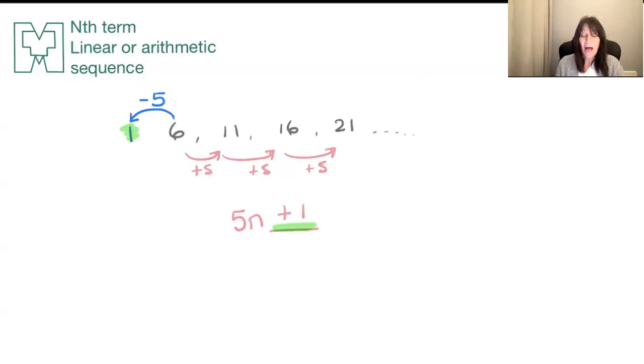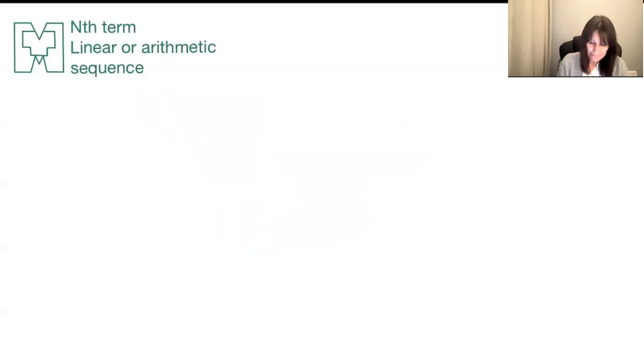Nothing more to it. I'm just going to do a couple more so you can see it working with different gaps. And I'm going to do a decreasing one so that you can see it really isn't any different and nothing to fear. So let's just do another one. We're going to have 1, 5, 9, and 13.